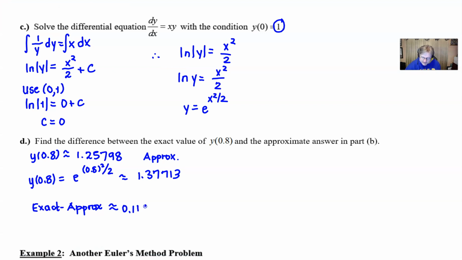And basically what this is trying to do is tell you that we're pretty darn close. 0.119 isn't too terribly far off from our actual answer, which was something pretty hideous, right? e to the 0.8 squared, all divided by 2. And that was all due in part to this method known as Euler's method.